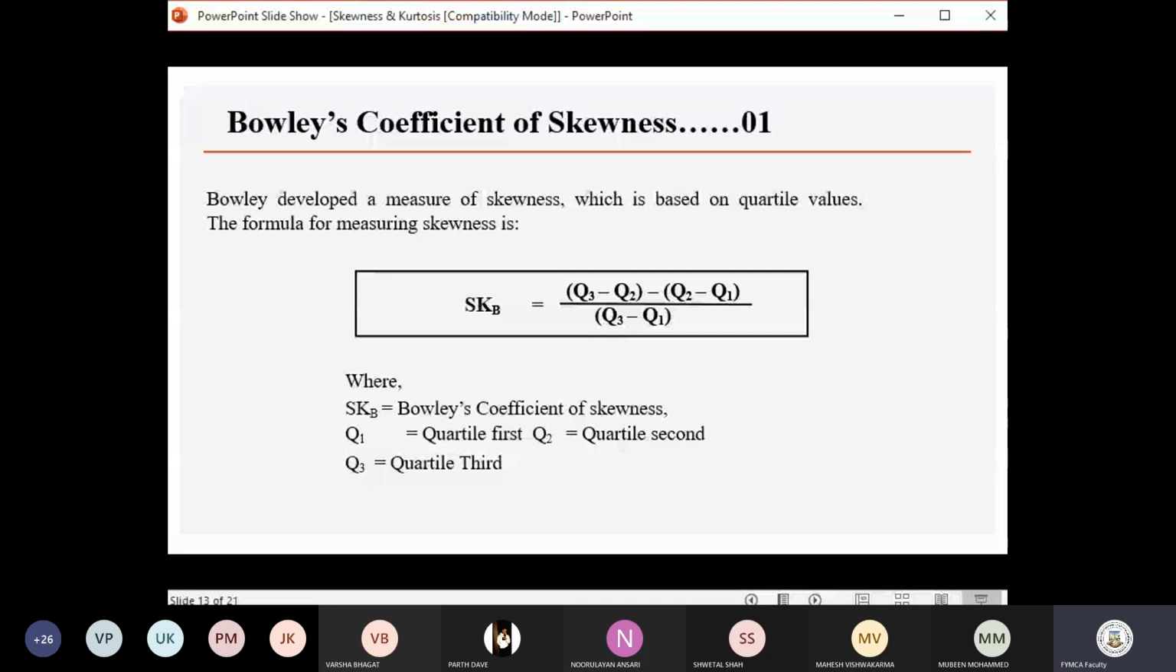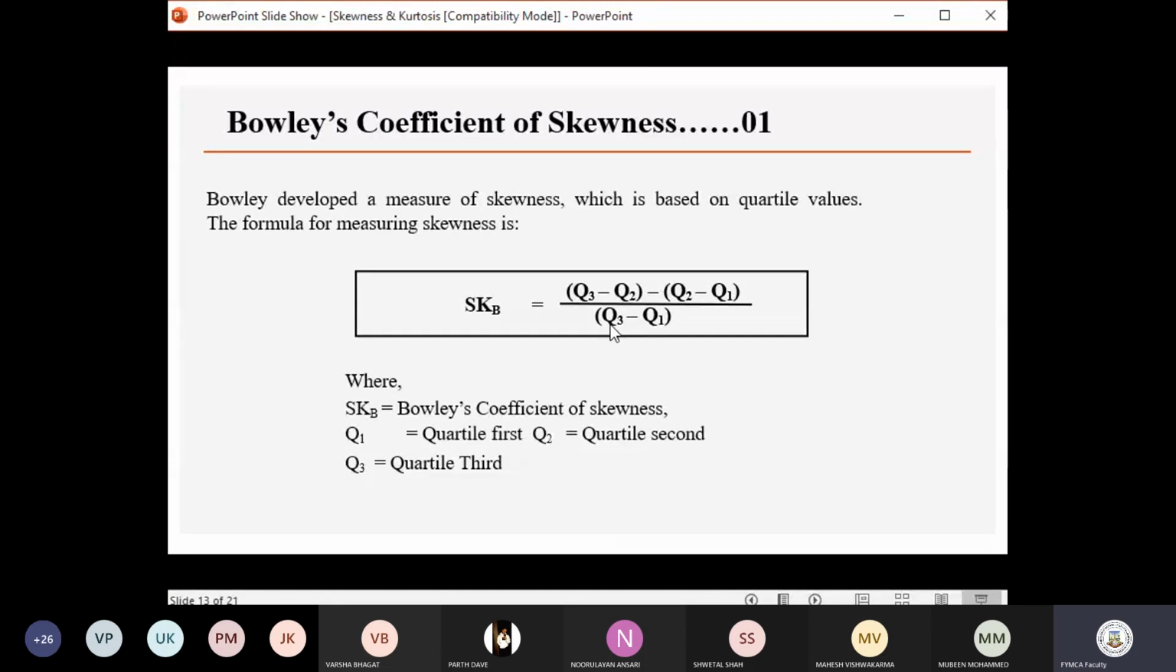Whatever the concepts we have seen in the calculation were based on mean, median, standard deviation, that type of parameters. And this SKB, that is Bowley's coefficient, is based on quartile value. It is based on the quartile difference or the quartile deviation. So you can note down this particular formula.